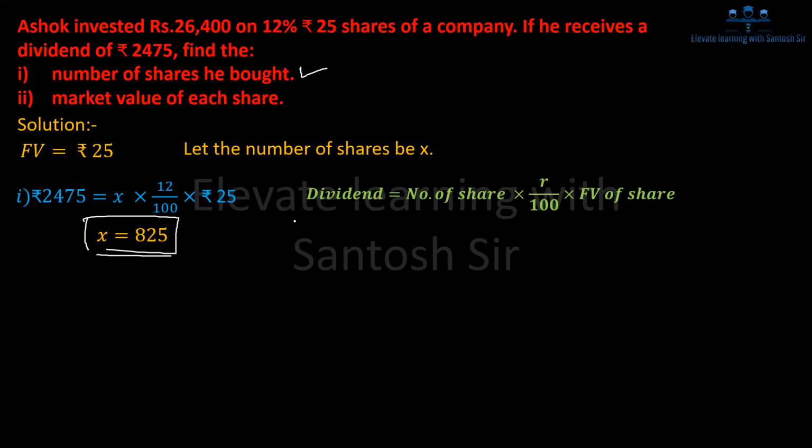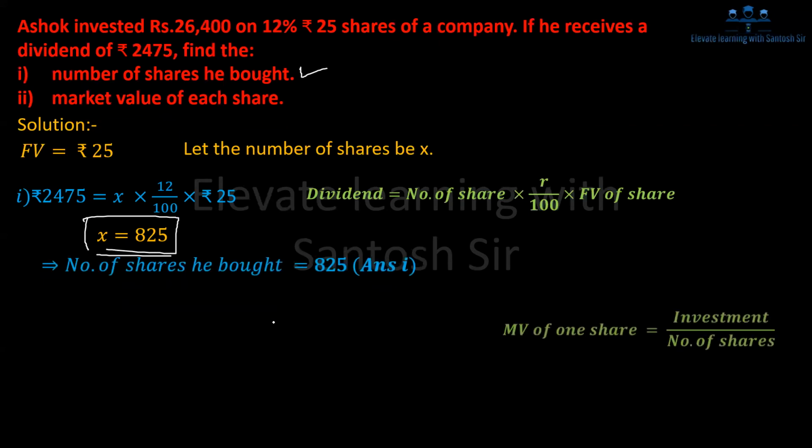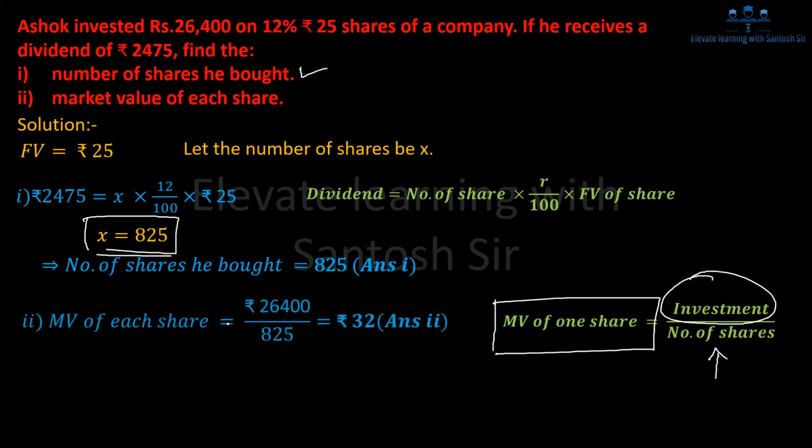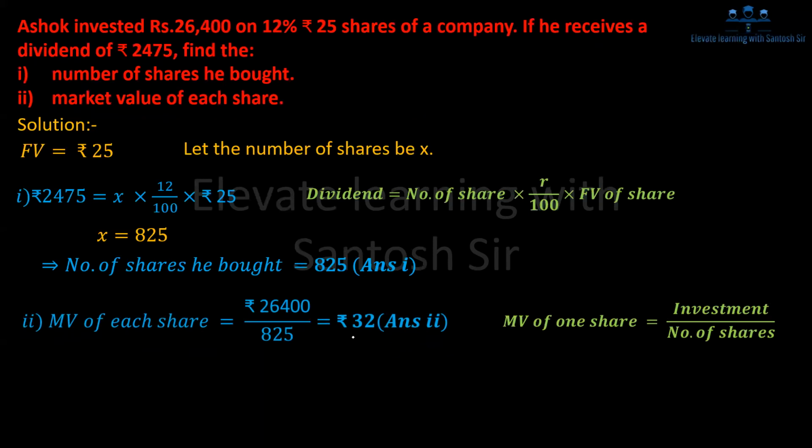Now we have to find the market value. What to do? Let's see. We have the number of shares. The market value of one share is nothing but the investment upon the number of shares. So the market value of each share will be his investment upon number of shares. This will help us to get the market value of shares as rupees 32. So we completed the second part here.